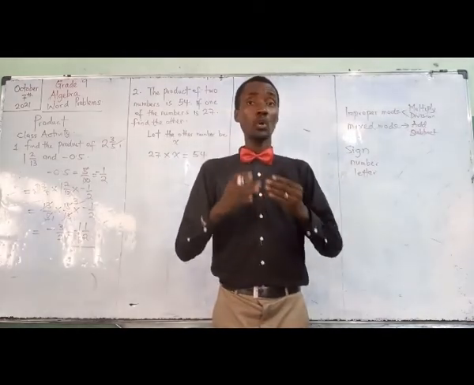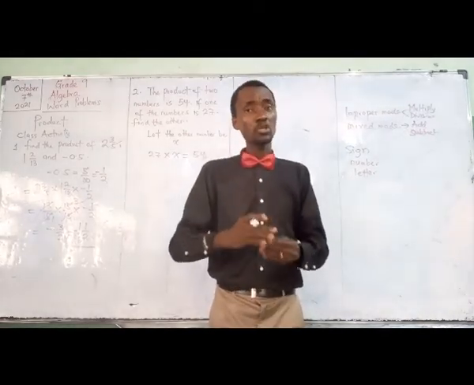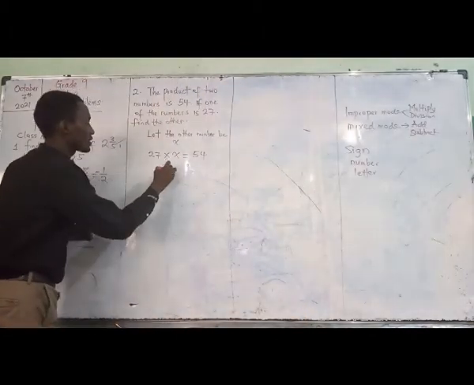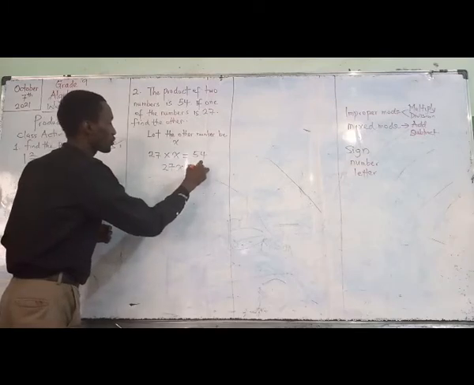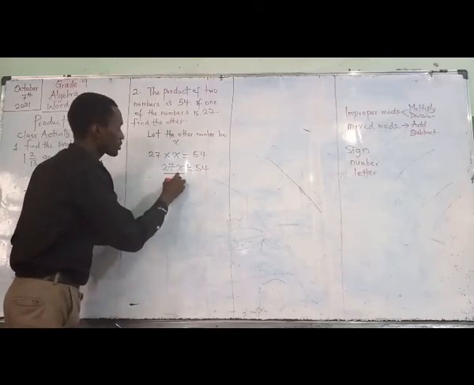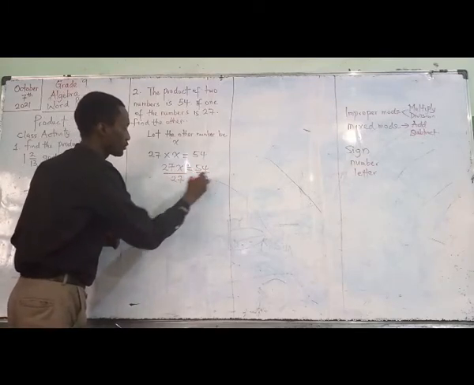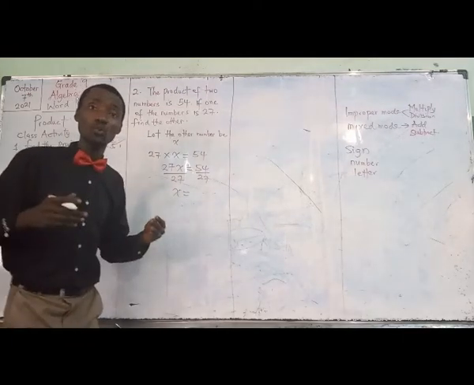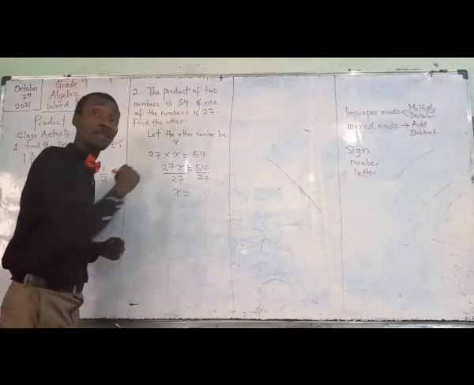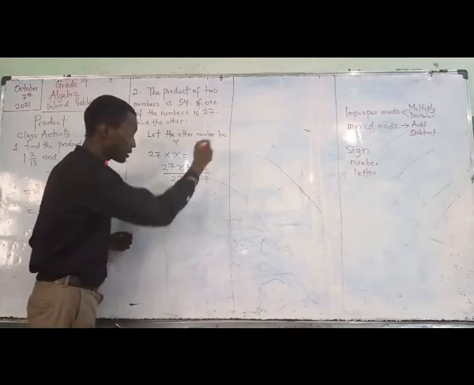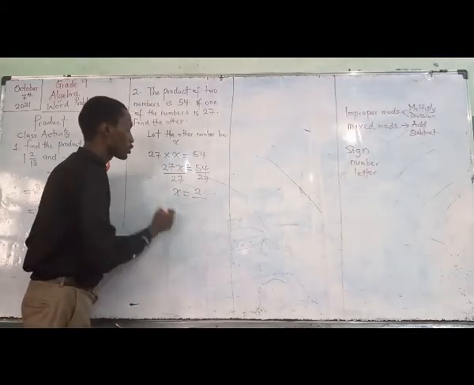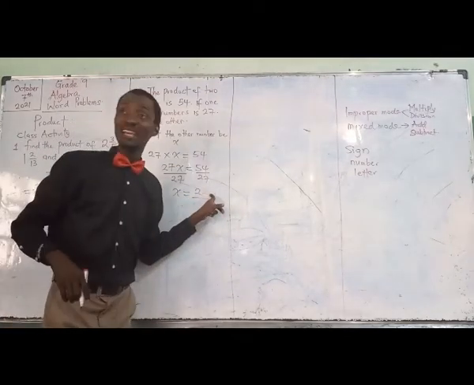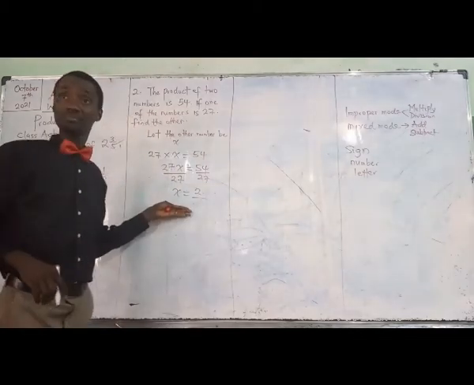Because in writing, we write in the order of number letter. So this will give me 27x equal to 54. I will just graciously divide both sides by 27. And if you do your arithmetic right, remember I said that everything ends in arithmetic, my final answer will be 2. So the other number is 2.